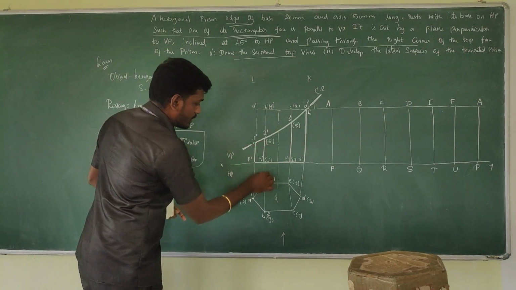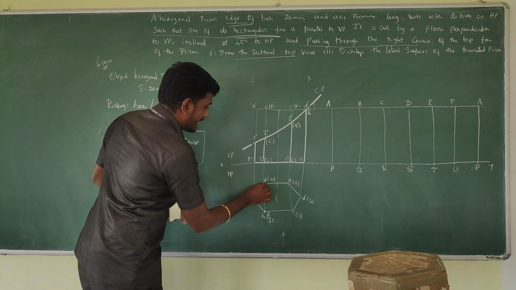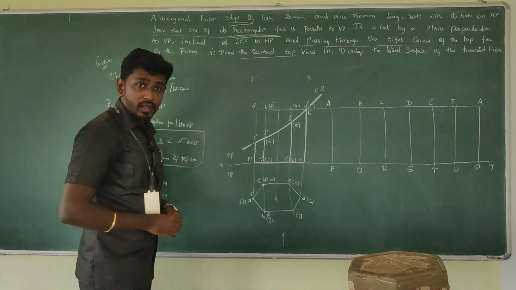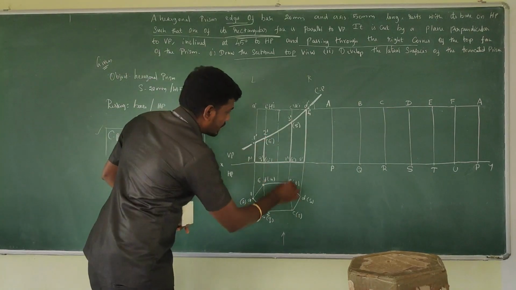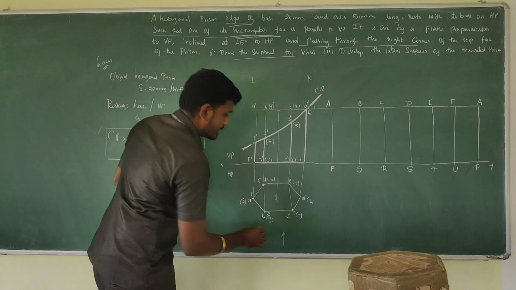Where is F and U? The projector, here it is F and U. So here it intersects, so this would be 6. And 3, it is between C2 or in the projector. Here you will get 3.